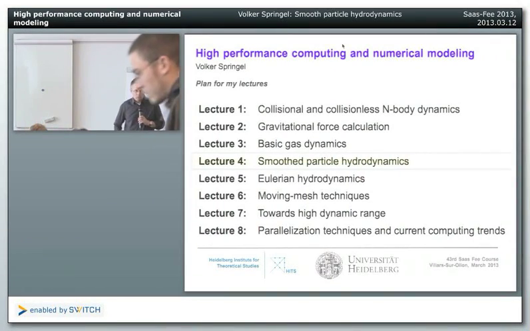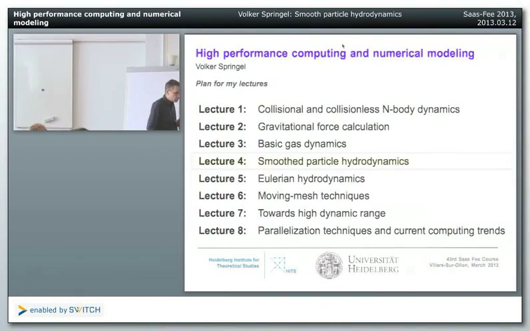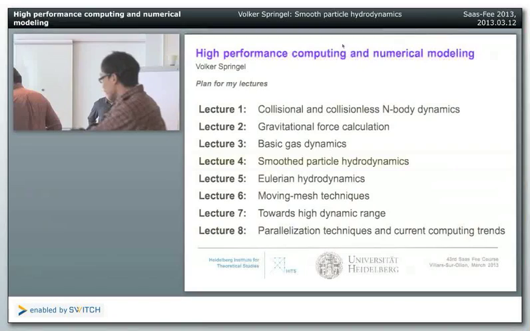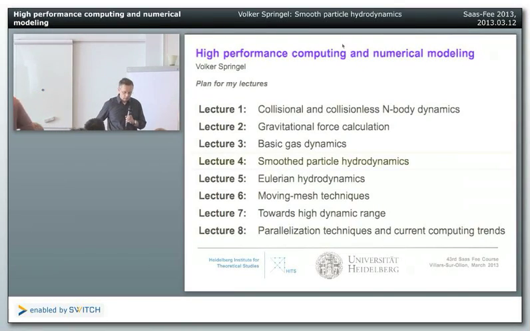So let me now talk about a numerical technique to solve the Euler equations. And I want to start out with one quite popular technique in astronomy, and it's popular for good reasons, due to its flexibility and comparatively simple structure, and that is smooth particle hydrodynamics. And I want to tell you now a little bit about this.